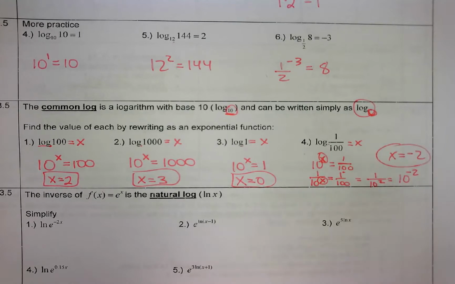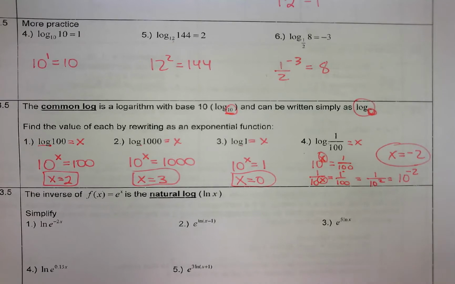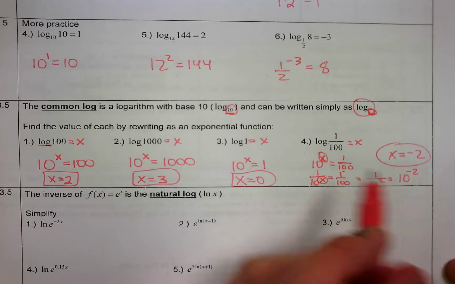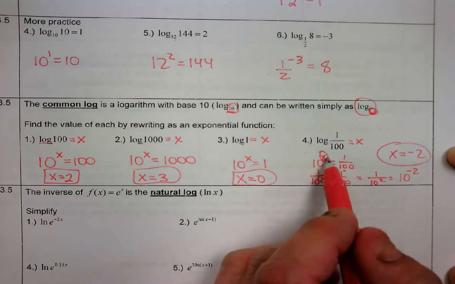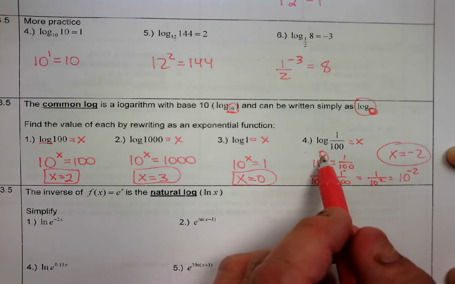So it's a little bit more complicated with those, but it's still doable. Okay, so just remember, if it equals a fraction, then that means your exponent is going to have to be negative, which means to solve it, we're going to have to move it down to the bottom. Okay.